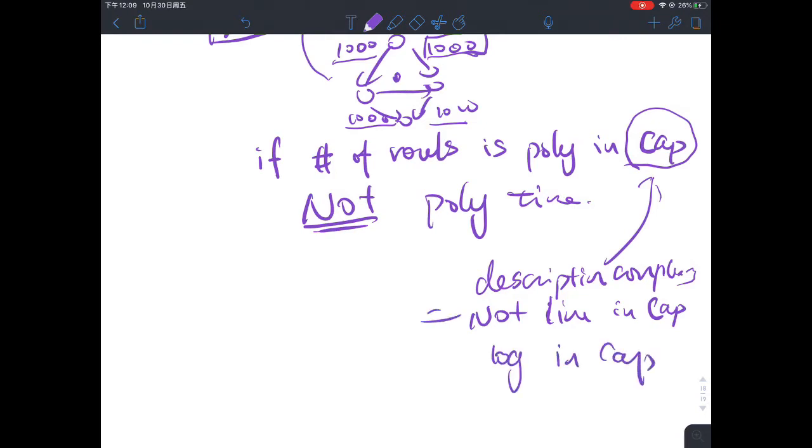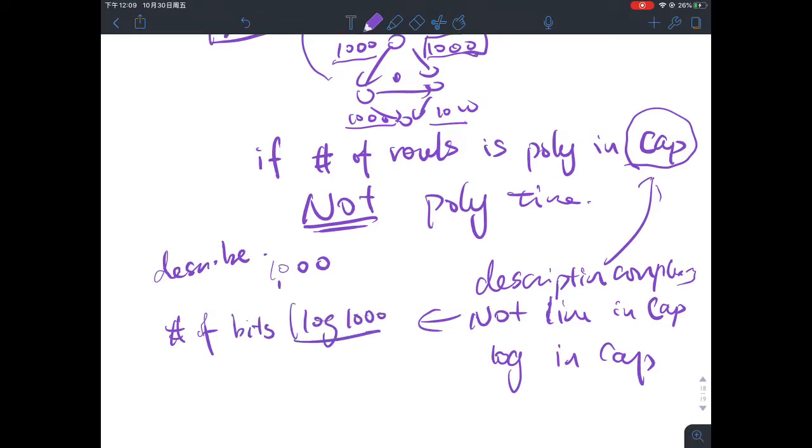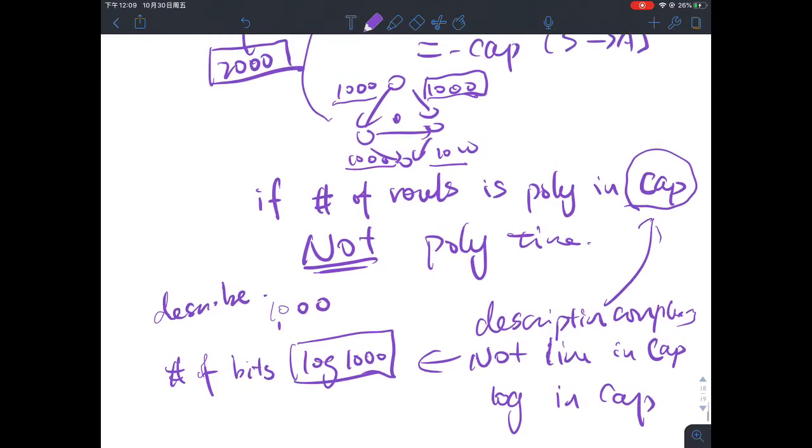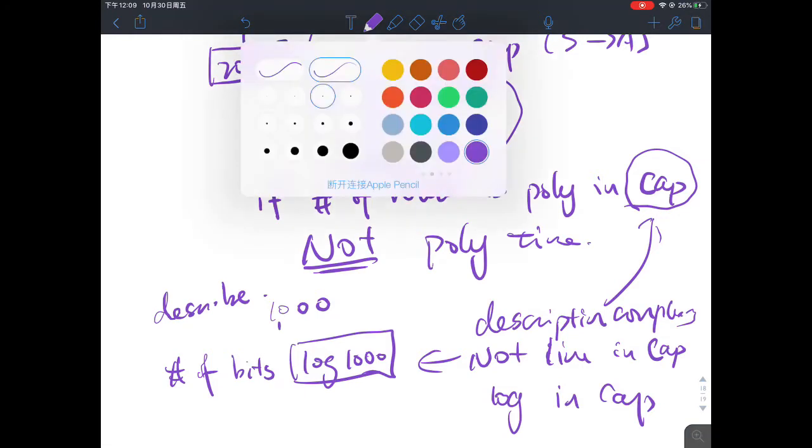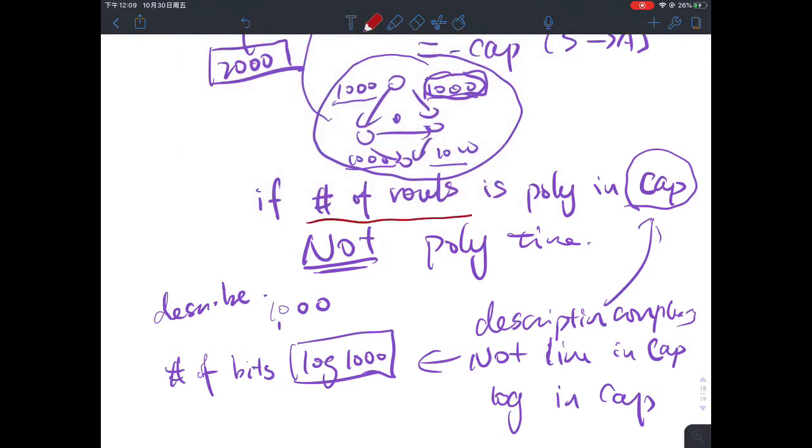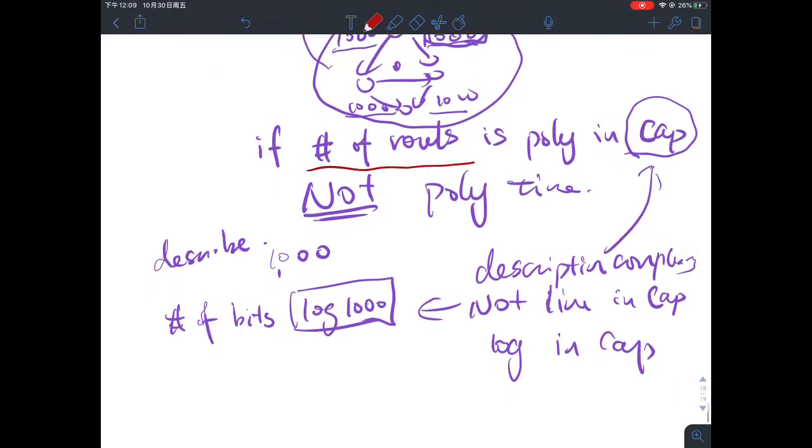In the sense that if I want to describe a number, say the number 1,000, the number of bits I need would only be log 1,000, right? So basically this is saying that in order to describe this kind of instance, we only need a much smaller number of bits compared to 1,000. So in other words, if we have to use 1,000 rounds, then this is not polynomial time, right? This is the setup of this problem, and our goal is to fix this problem.